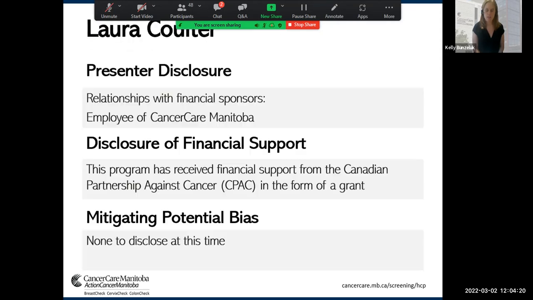So we have three speakers today to help us get through these objectives: Laura Coulter, Ross Stimson, and Kadira Lipidasari. Our first speaker, Laura Coulter, will provide information about the ColonCheck program, including its recent changes related to patients at increased risk for colorectal cancer. Laura is the screening program manager at Cancer Care Manitoba. On to you, Laura.